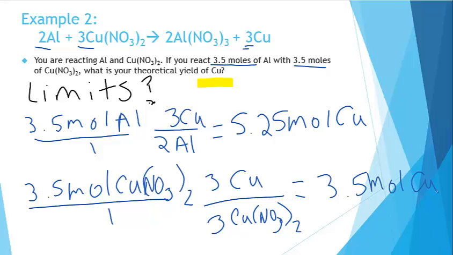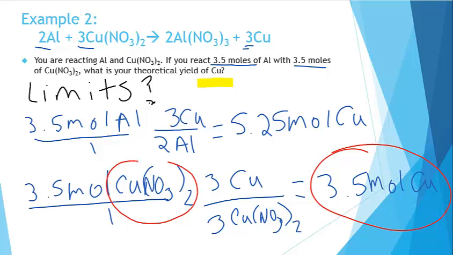And remember, when you pick out your theoretical yield, it's the one that makes less product. So the one that made less product was right here. So your theoretical yield of copper would be 3.5 moles. And your limiting reactant, I know it doesn't ask this, your limiting reactant would be copper nitrate. Okay, so onward we go here.